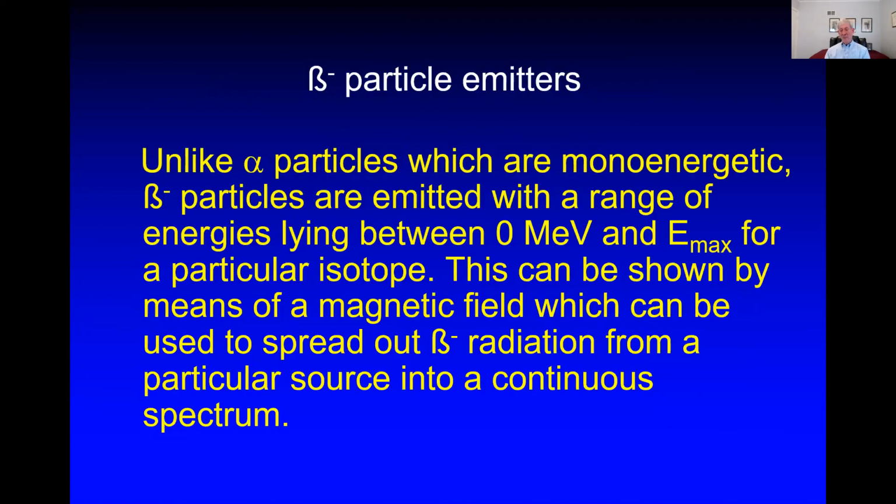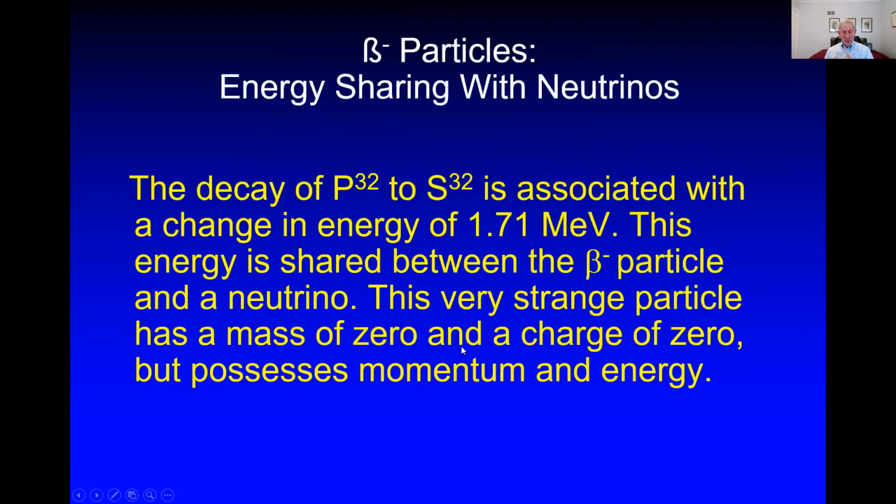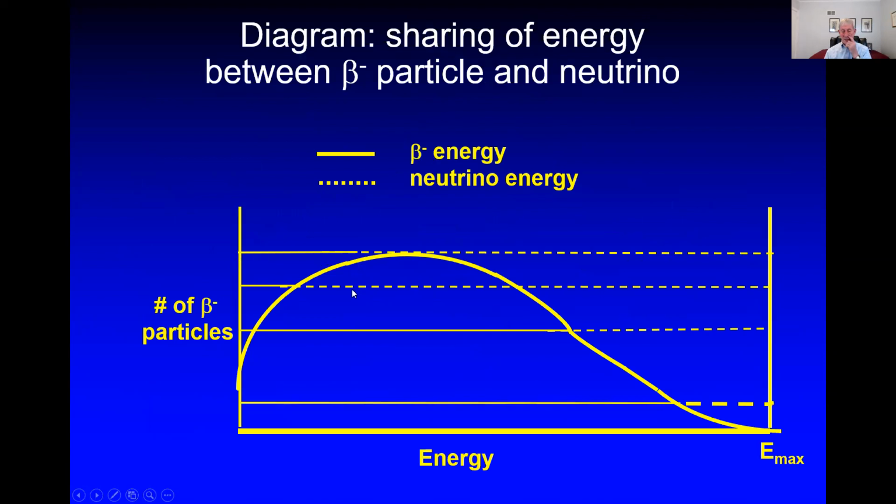Now, unlike alpha particles, which are monoenergetic, beta particles are not. In fact, they have a broad spectrum of energies. And so those energies vary from slightly more than 0 MeV up to the maximum energy for a particular isotope. If you use a very strong magnetic field, you can actually separate those betas out and spread it out and form a diagram that shows you the population of betas as a function of energy. And that diagram would look something like this.